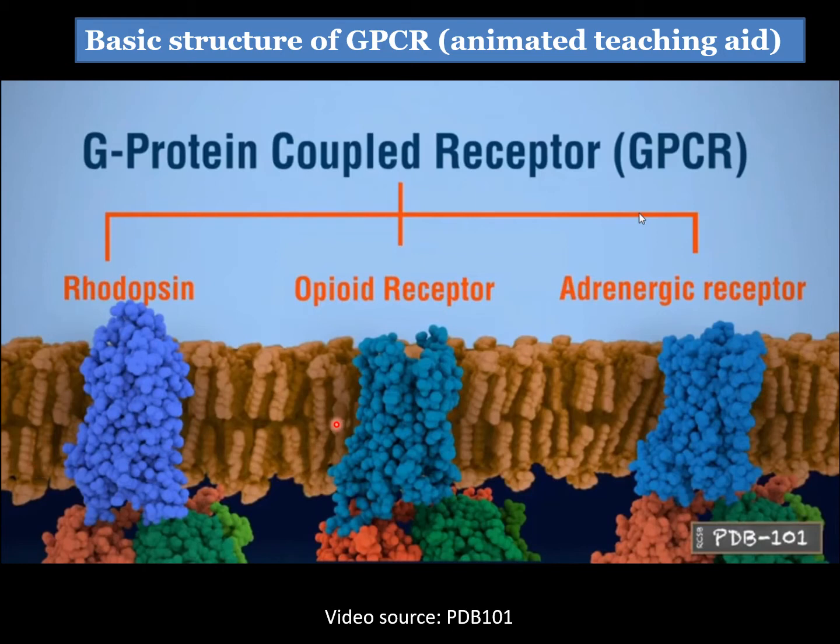Now, I'm going to show you an animation that explains the basic structure of G protein coupled receptors. As you can see, here there is rhodopsin, opioid receptor, and adrenergic receptor. All of them are G protein coupled receptors. This animated video was obtained from the Protein Data Bank, and it will show you the structure and organization of the 7 transmembrane domain in opioid receptor, which is impregnated in the lipid bilayer or plasma membrane. So let's play the video.